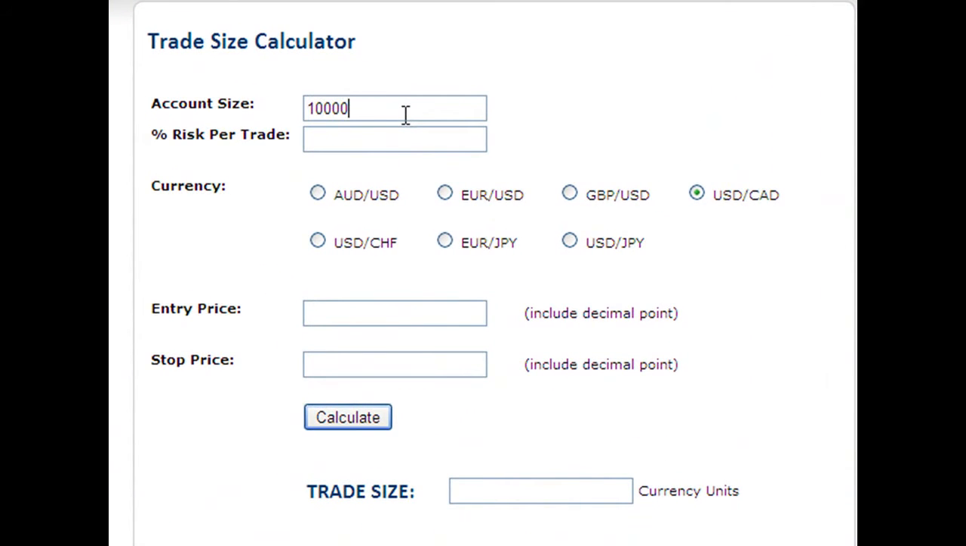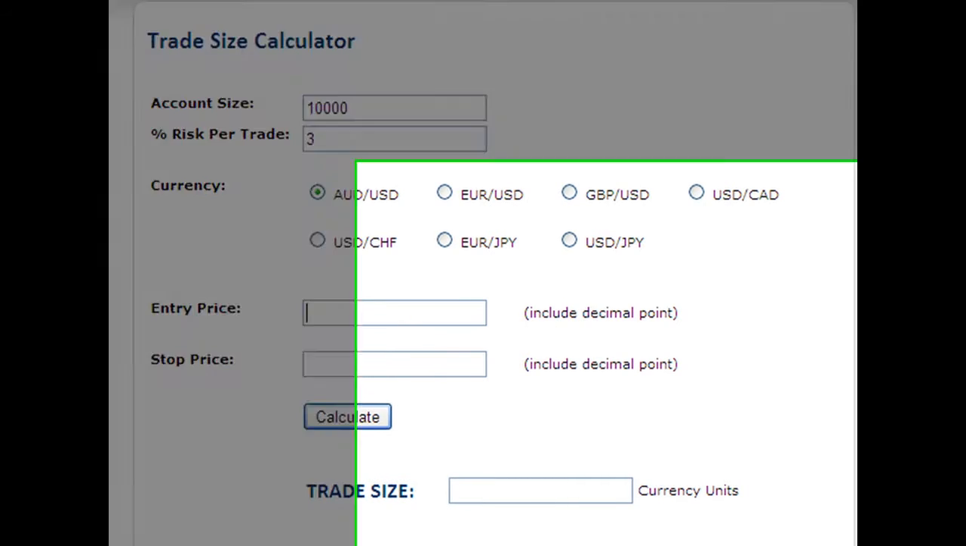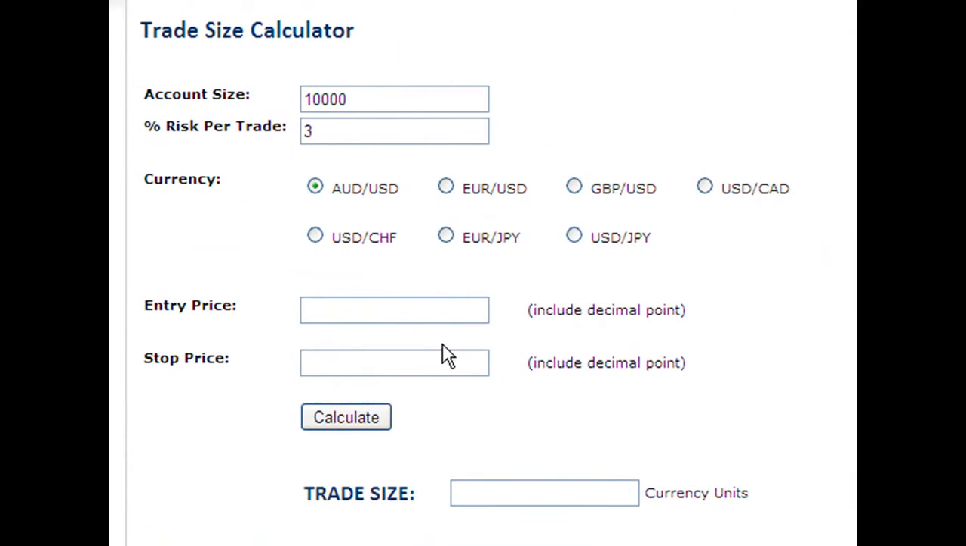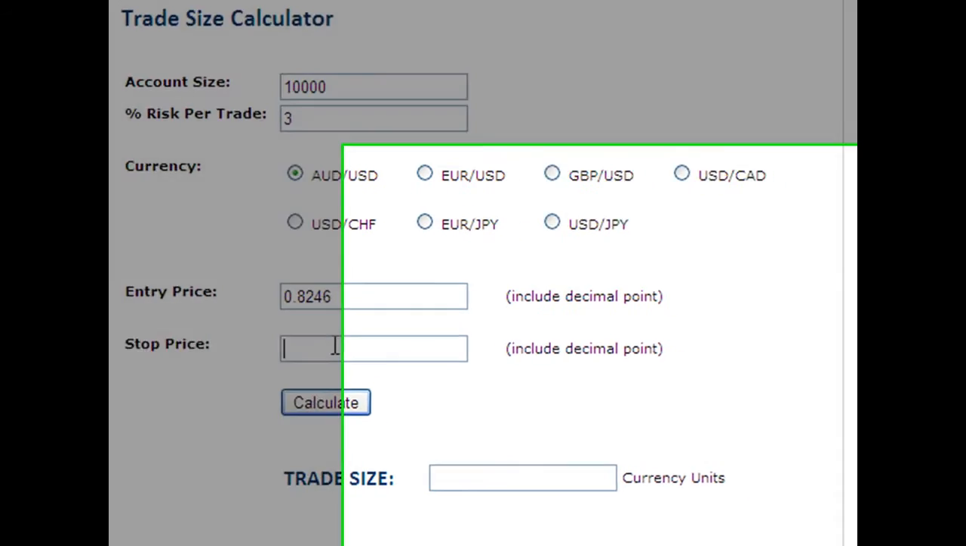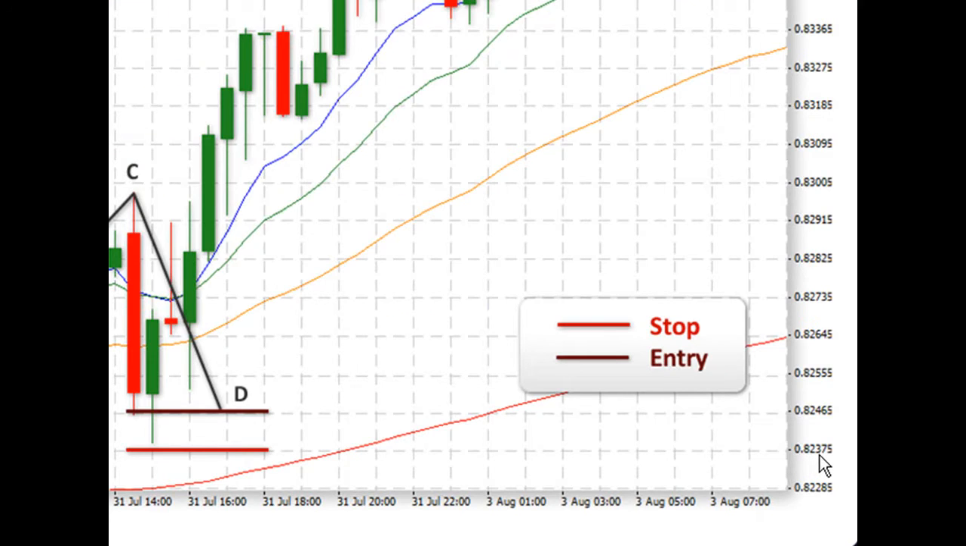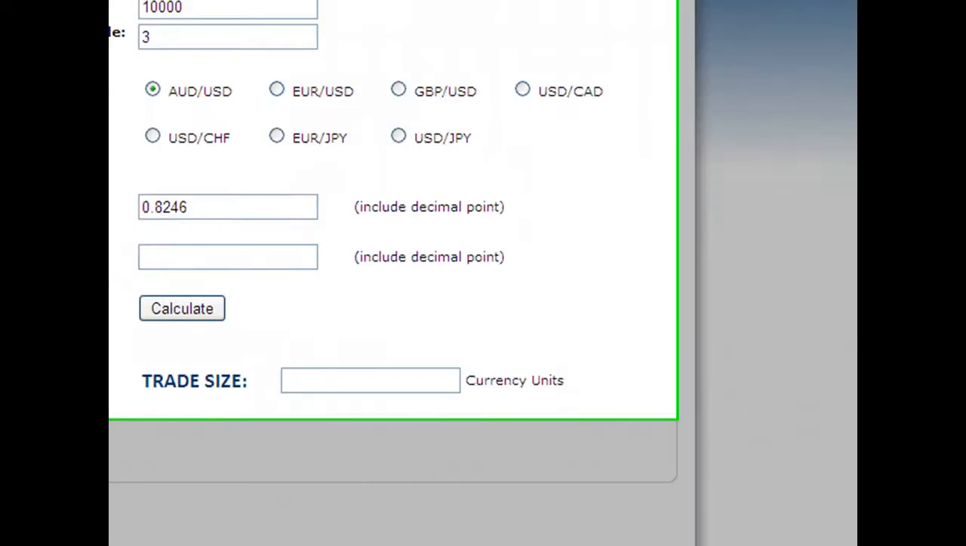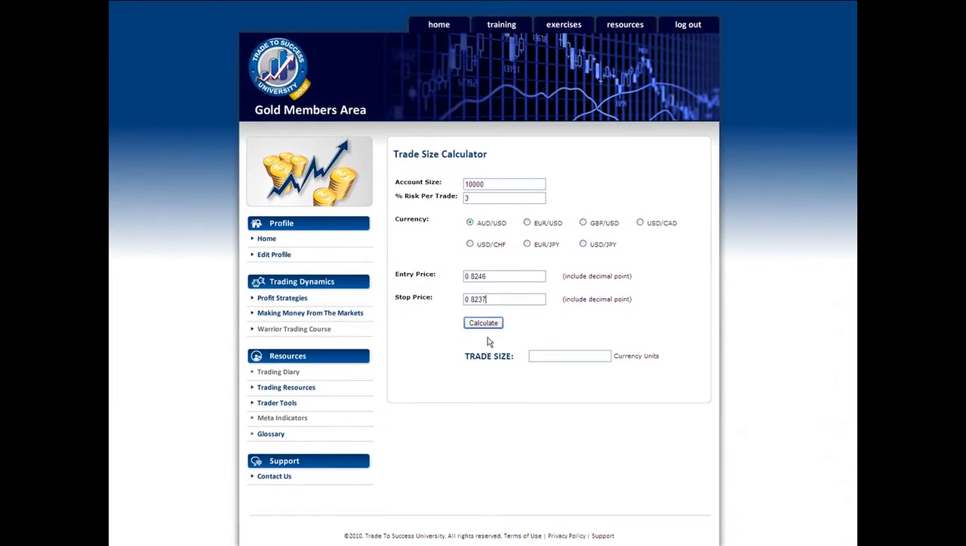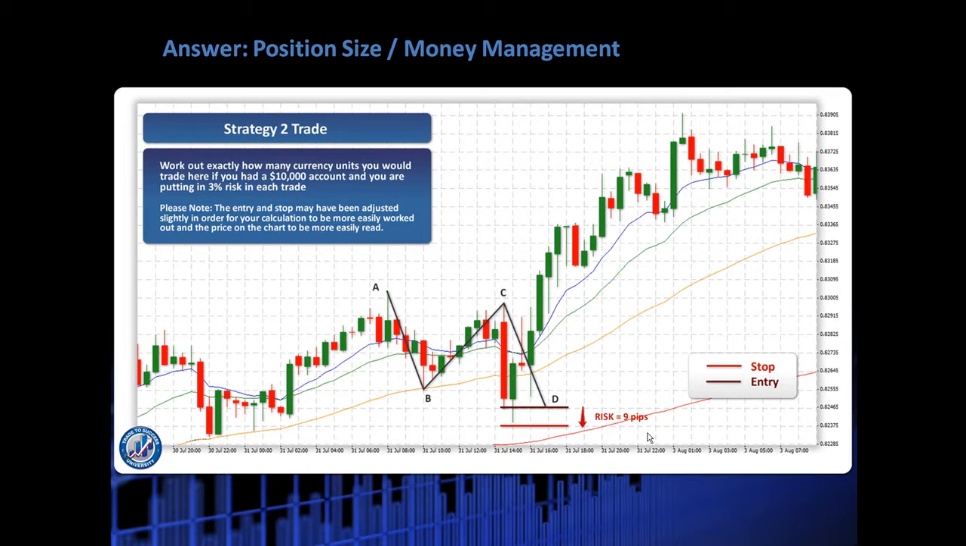So we've got a $10,000 account, 3% risk per trade. Australian dollar against US dollar is a currency, and our entry price is 0.8246, and our stop is 0.8237. So our risk is 9 pips.